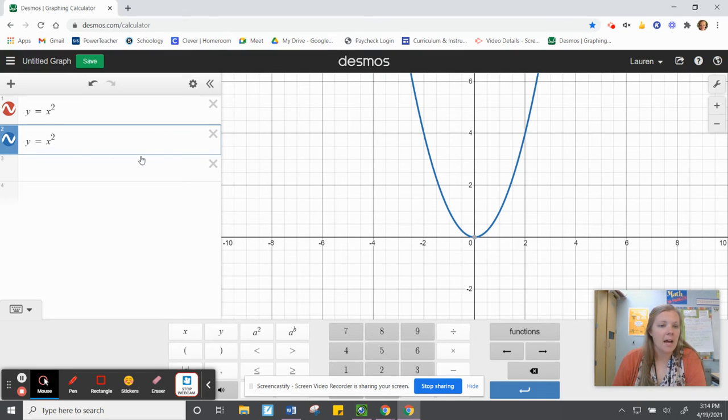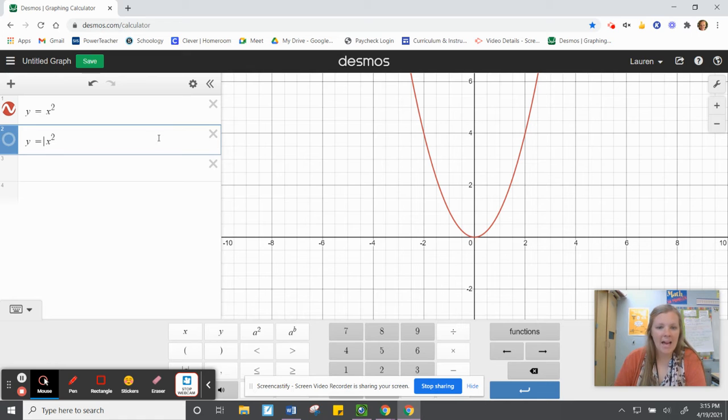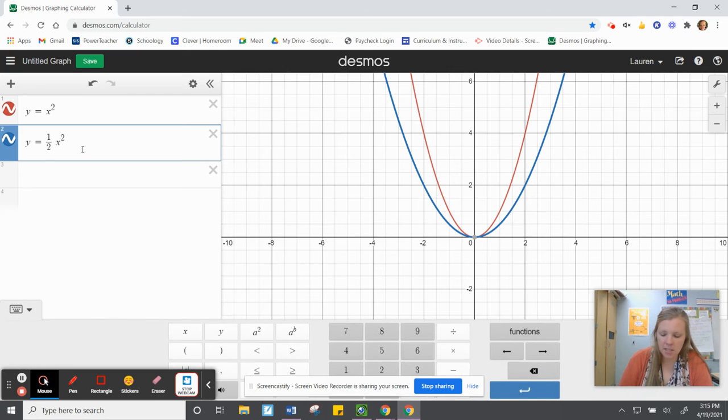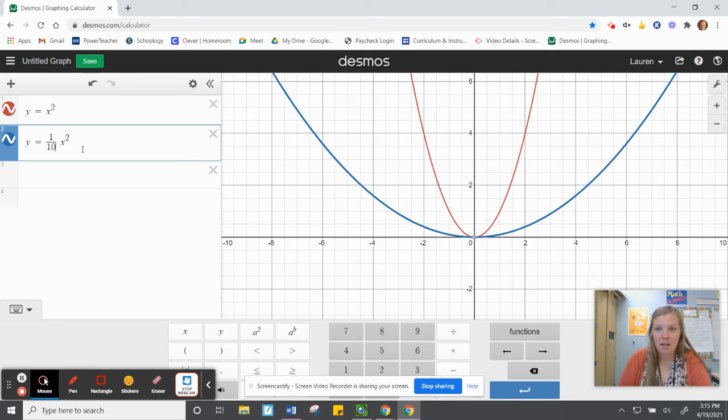Okay, so now instead of writing 2x squared, we're going to write 1/2. So let's add a fraction in here, 1/2 x squared, and then I'm going to graph it. And you can see now the function got fatter. If I change my fraction and make it 1/6, it's even wider. Or 1/10, it's way even wider. So the smaller the fraction, the wider the graph.